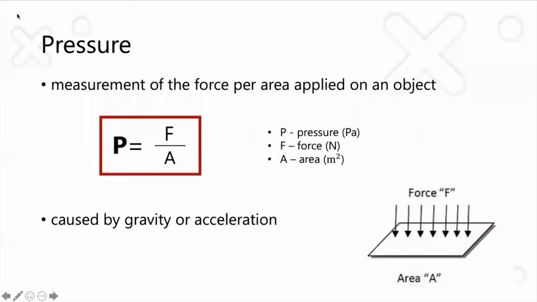So first, what is pressure? Pressure is defined as the amount of force that is exerted per area, and it is usually caused by gravity or acceleration. You can calculate the pressure by using the given formula, where the pressure is defined by the force divided by the area.